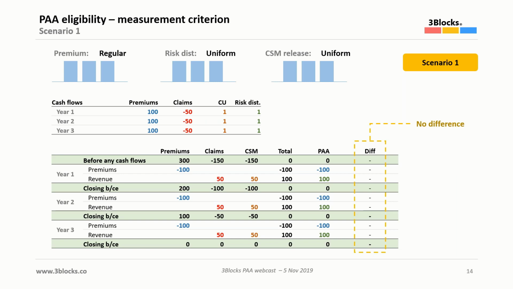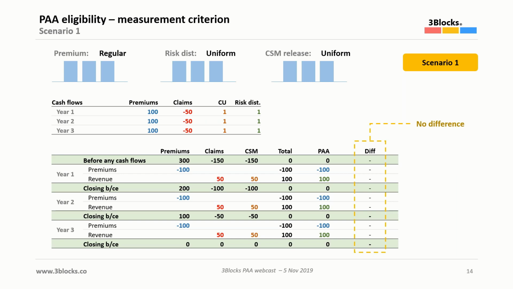In all 5 scenarios, we'll look at a 3-year insurance product. The top graphs show premium, risk distribution, and CSM release patterns. For scenario 1, you can see that premiums, risk distribution, and CSM release are evenly spread over the duration of the product. The table below shows cash flow projections. So for scenario 1, we can see premiums of 100 each year and claims of 50 each year. The convention is to show liabilities as negatives.